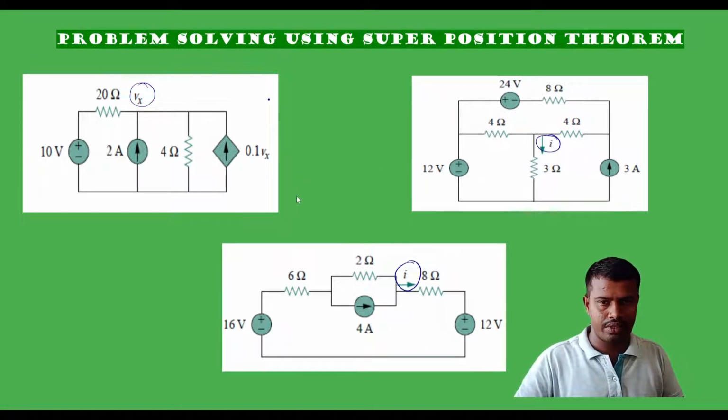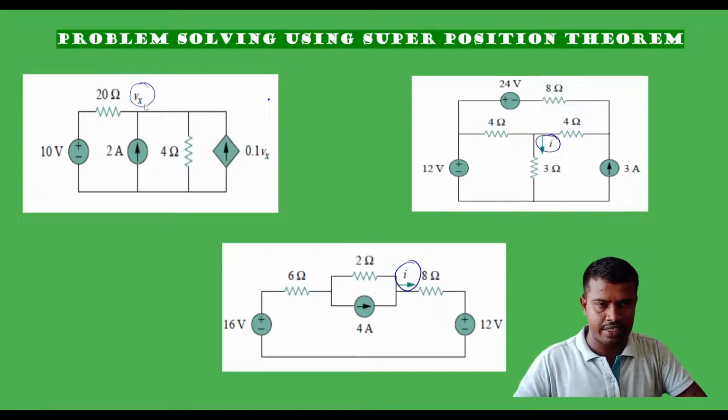In this video we will see how to solve problems using the superposition theorem. For that we have considered three different circuits which are shown on the screen. The first circuit has two independent sources and one dependent source. In this circuit we need to find the value of Vx.